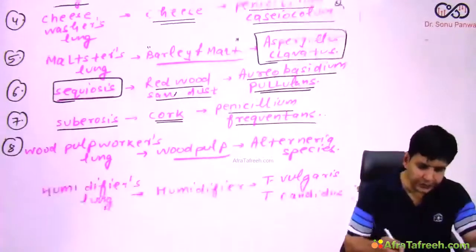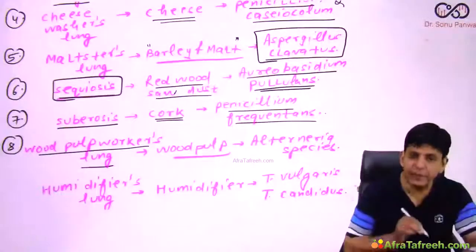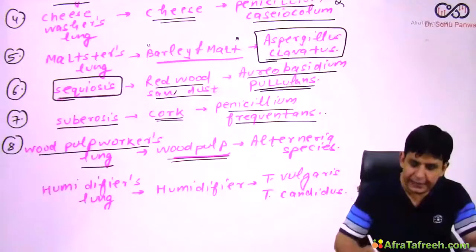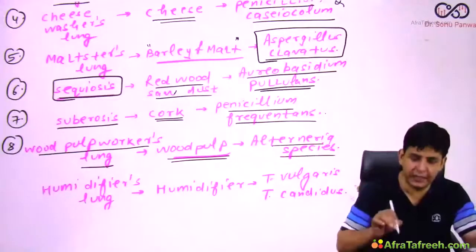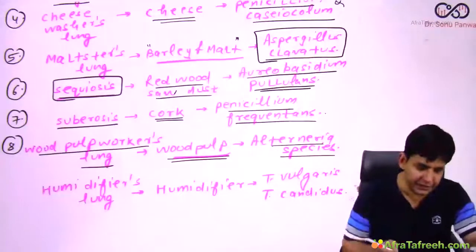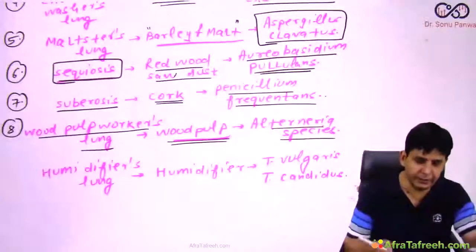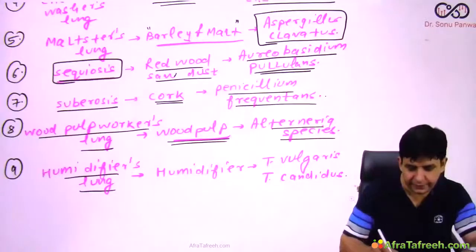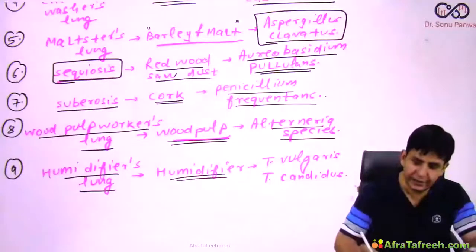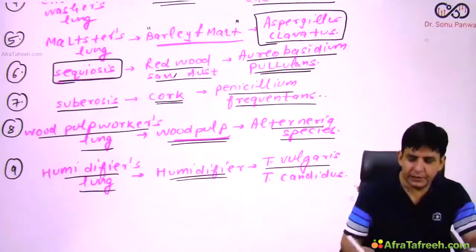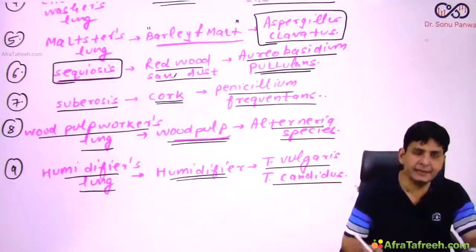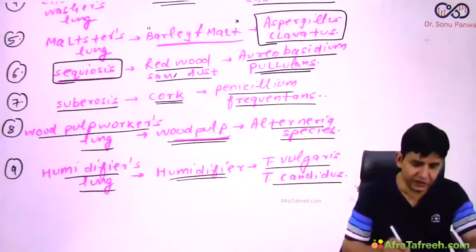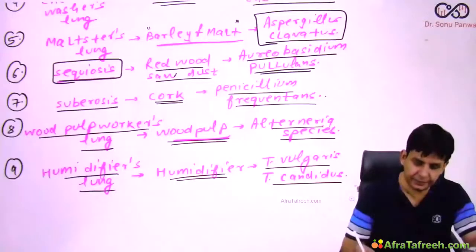Then the eighth one, the wood pulp worker's lung. That happens to be those who work with wood pulp, and the species Alternaria associates with wood pulp worker's lung. Ninth one is humidifier lung, and the organisms are T. vulgaris and T. candidus, that is Thermoactinomyces vulgaris and Thermoactinomyces candidus. They associate with humidifier lung.